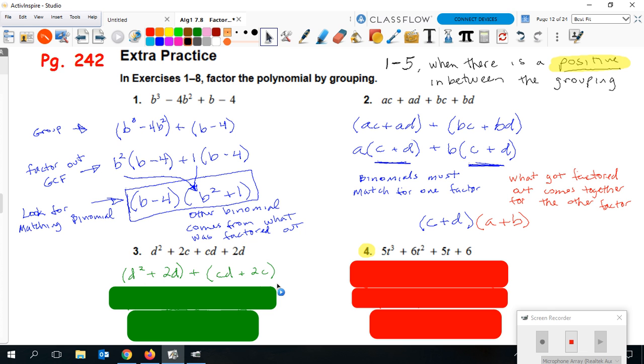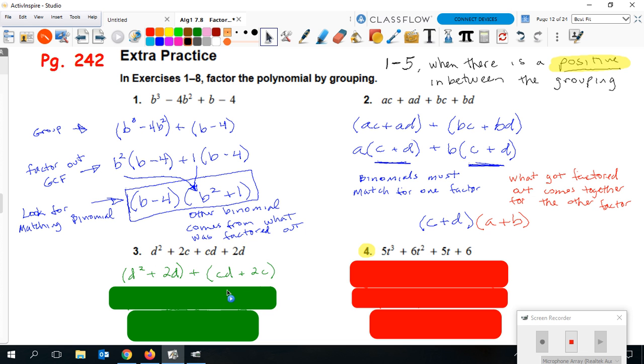The D squared, the 2D, and actually I didn't group it with the 2's to factor out 2 on this one. I grouped it with the C's, this 2C and the CD, as you can see there. So I'm putting D squared and a 2D. That was the first one and the last one I put together. And then these two in the middle I'm putting together. And I'm putting it to where the 2's are at the end.